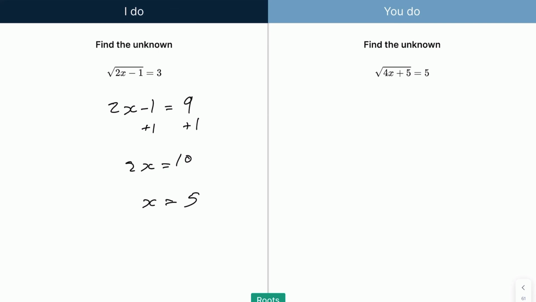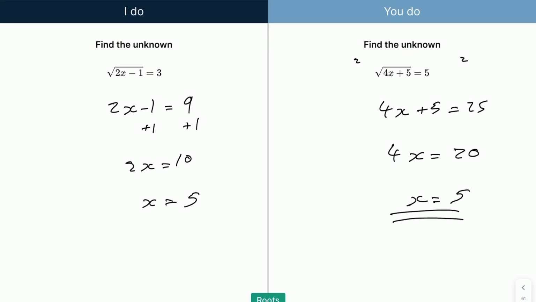As usual, the whole thing lives in a square root. So let's get rid of the square root. So we square each side. So essentially we're doing like to the power of 2. And now it's quite straightforward. It's what we've been doing in previous examples. And then divide each side by 4. And the final answer is 5.